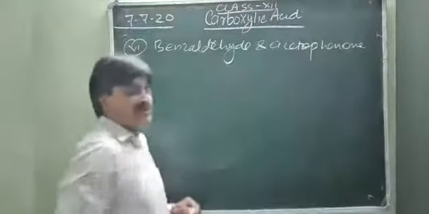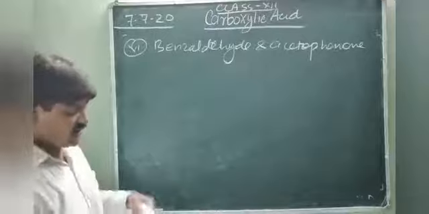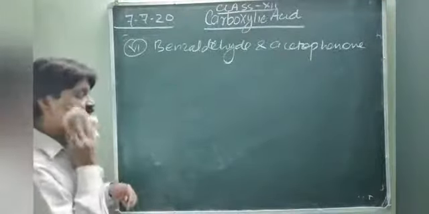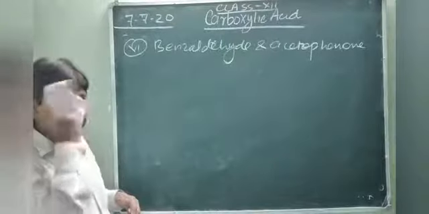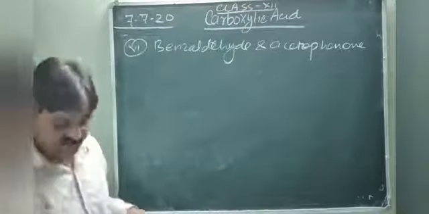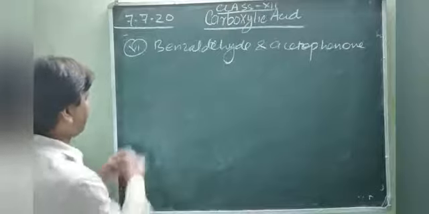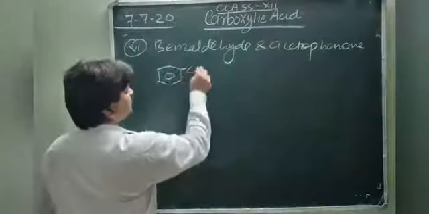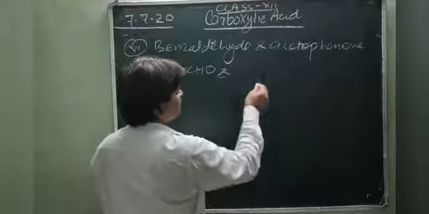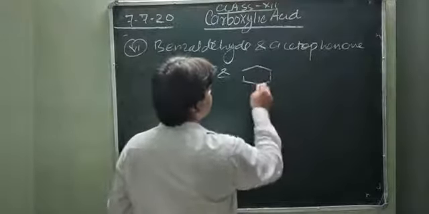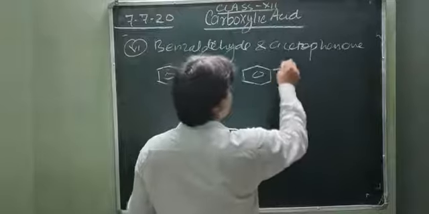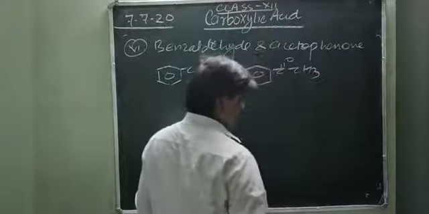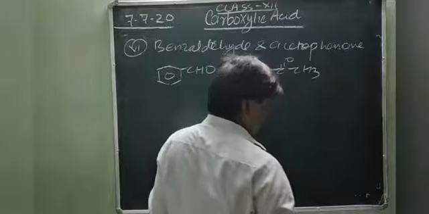Benzaldehyde and acetophenone. First you write down the structure and then identify the substituent or the reagent which distinguishes between both the pair of the compounds. This is benzaldehyde, C6H5CHO, and acetophenone, this is C6H5COCH3. So how do you chemically distinguish between this pair of compounds?